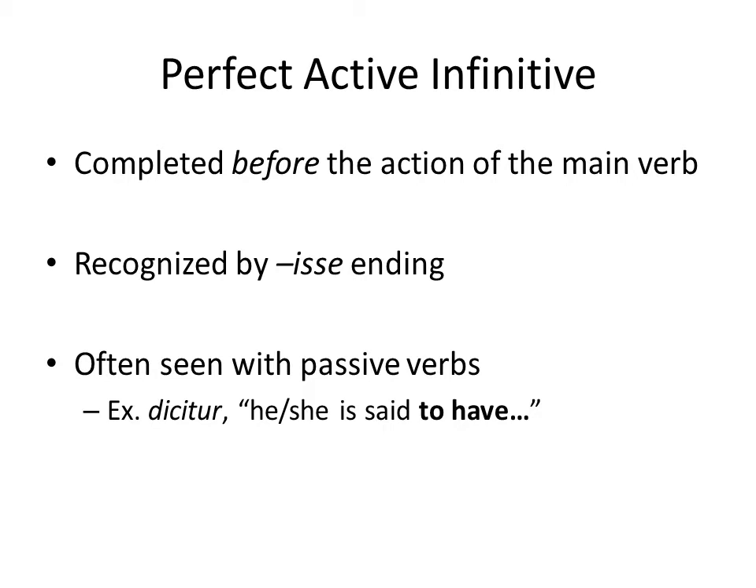And oftentimes, not always, but very often, especially in the beginning as we're learning these, we're going to see them with passive verbs like dicitur. So he or she is said to have something. So if you see dicitur, you may want to be on the lookout for one of these perfect active infinitives ending in isse. Let's get a little practice with this.